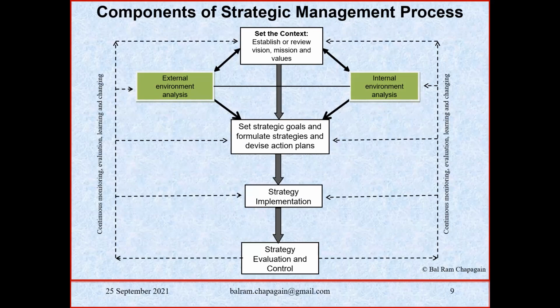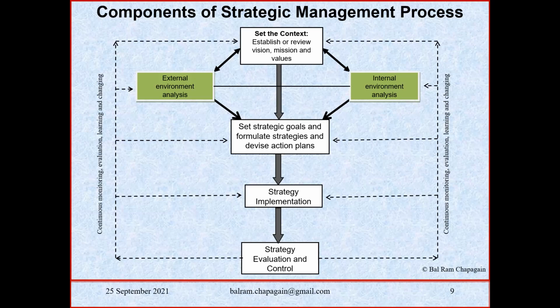First component is set the context. This means establish or review vision, mission, and values. During the strategic management process, the first step is that the company must establish a vision, a mission, and its values, and review it with a team in order to make it the right one. It also needs to be reviewed when required.